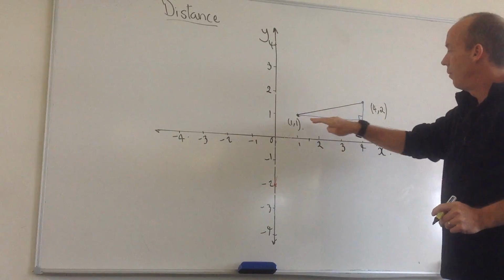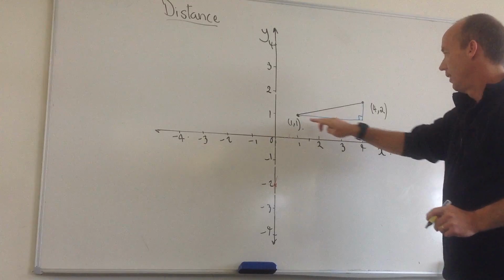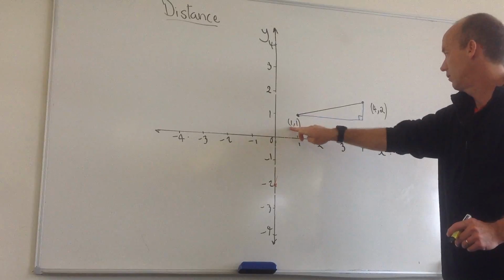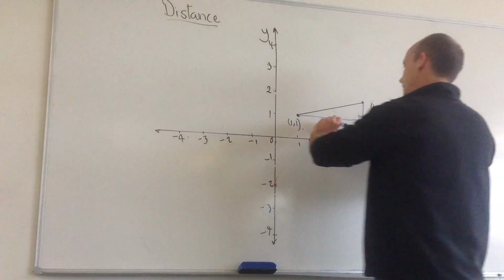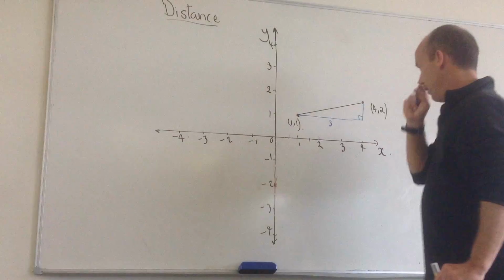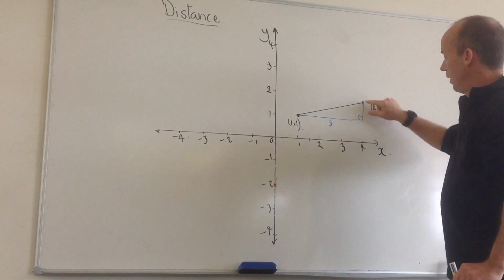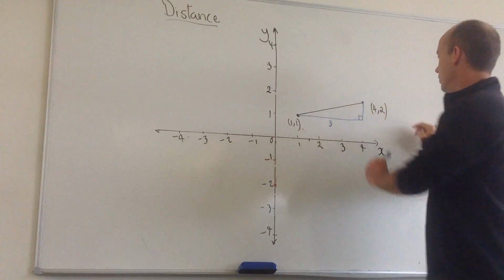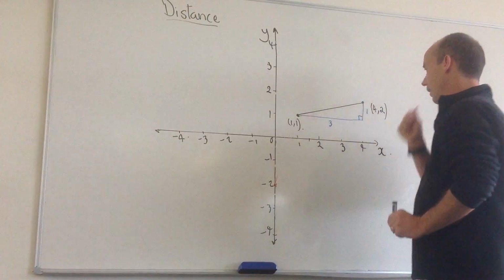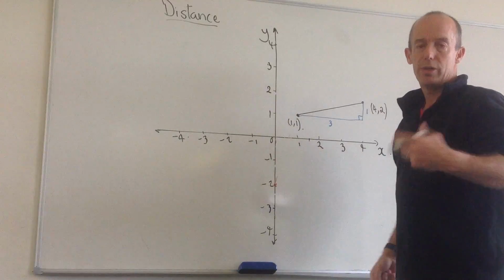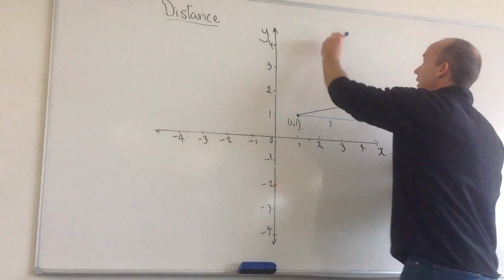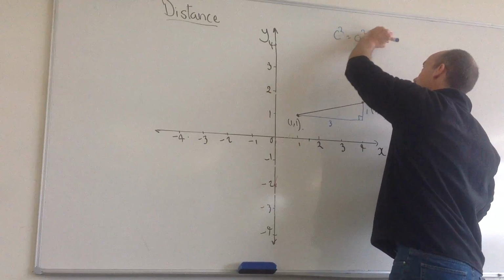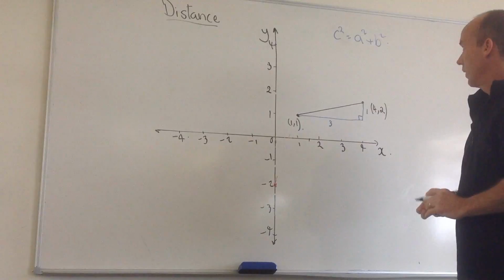And then by looking at how far the triangle goes along the bottom, so this is going from x equals 1 up to x equals 4, this is a distance of 3. And if I think about this side of the triangle, it's gone from y equals 1 up to y equals 2, so this is a distance of 1. And we know from our work with Pythagoras' theorem that c squared equals a squared plus b squared. So I can use that to work out this.